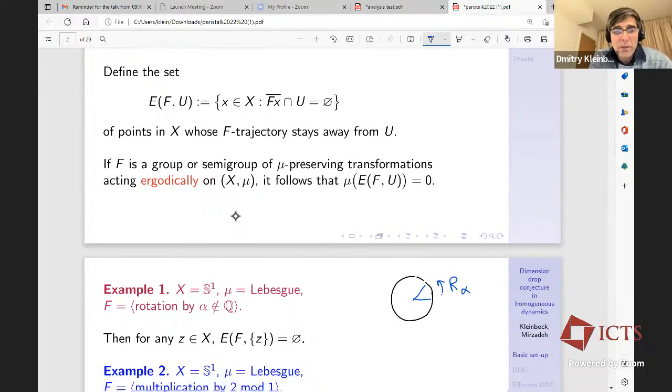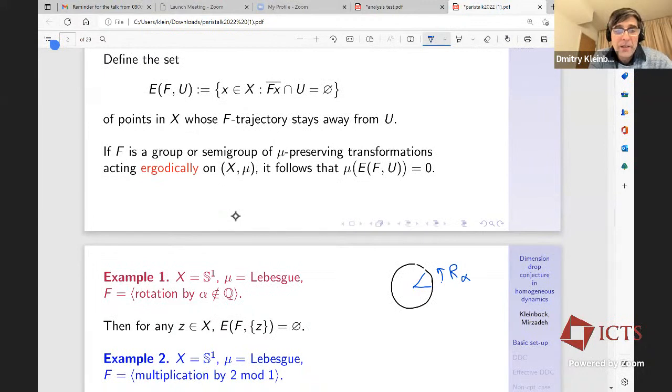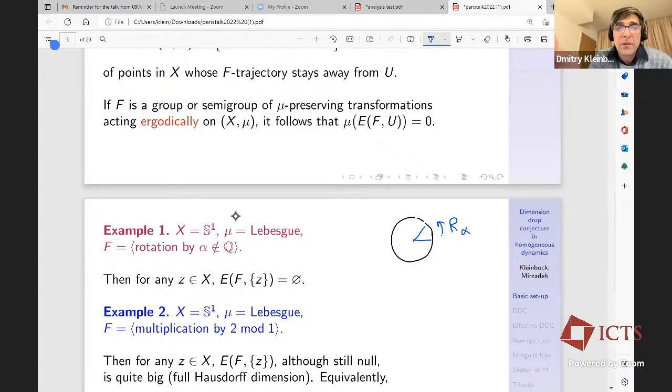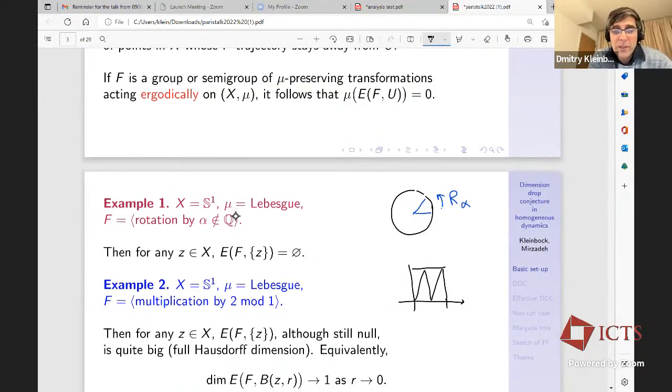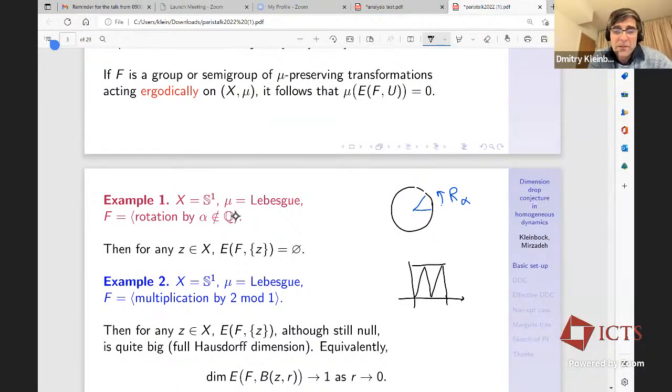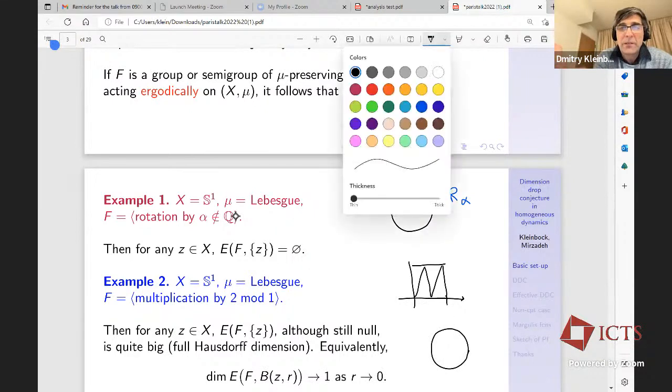So this is in purple, and then in blue I have another map, which I can maybe graph like this. So this S1 will be the unit interval, and this is a graph: multiply by 2 mod 1. And then this set is very easy to describe using symbolic dynamics, and one knows that it's quite big. For example, it has full Hausdorff dimension, or you could write it like this.